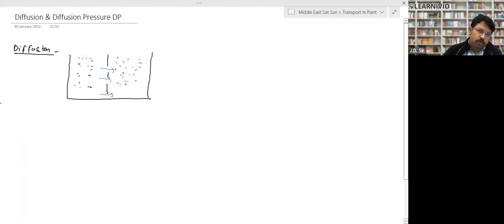What is diffusion pressure? Please note it down. Diffusion pressure: the pressure exerted by particles to diffuse from an area of higher concentration to lower concentration is called diffusion pressure.